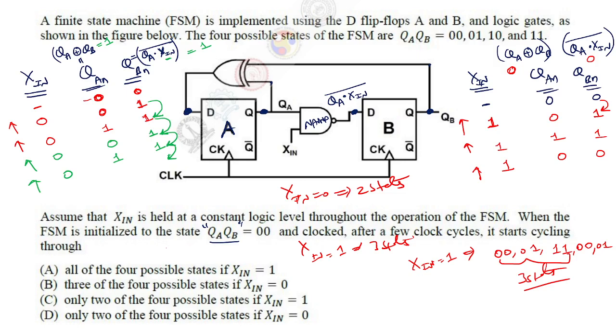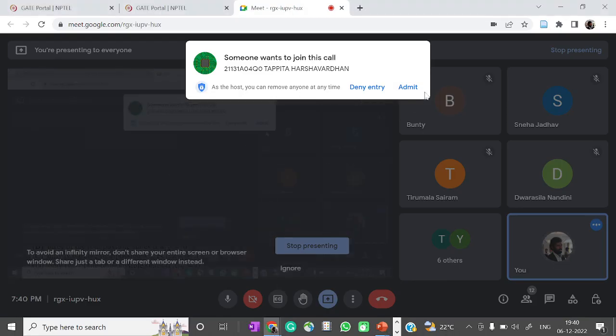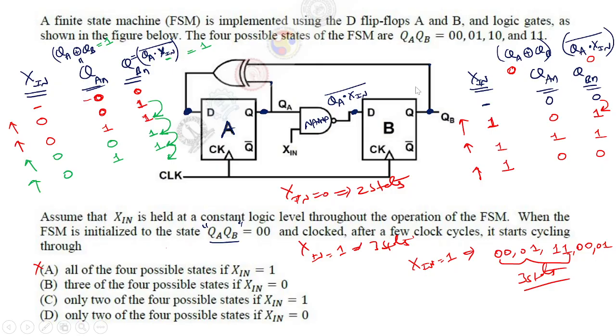Then only 2. Okay, first let me strike out what is not the answer. All of the 4 possible states, no. 3 of the 4 possible states if X in equal to 0? No, because for X in equal to 0, it is 2 states only, right? Then only 2 of the 4 possible states, X in equal to 1? X in equal to 1 gives 3 states, right? No. Only 2 of the 4 possible states if X in equal to 0. Yes, that's the right answer. Option D.